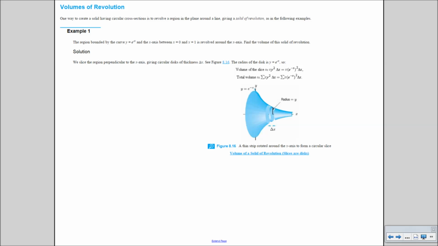The first type of model we'll create is a volume created by revolving a known area around a specific axis. This problem uses the curve y equals e to the negative x, the vertical lines x equals 0 and x equals 1, and the horizontal line y equals 0. That will be revolved around the x-axis.